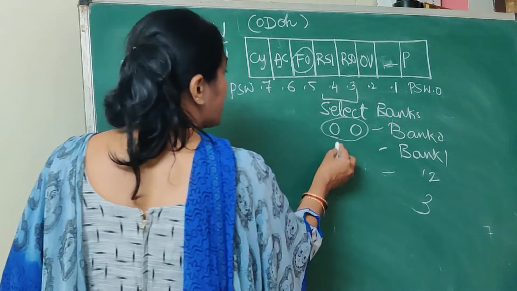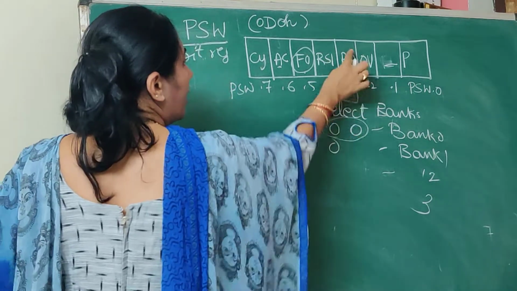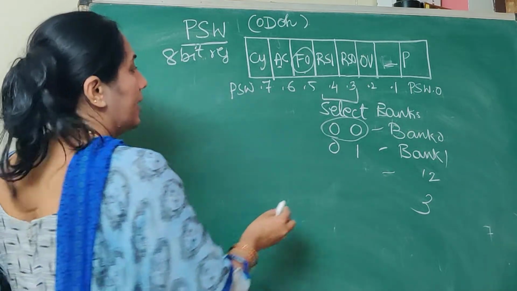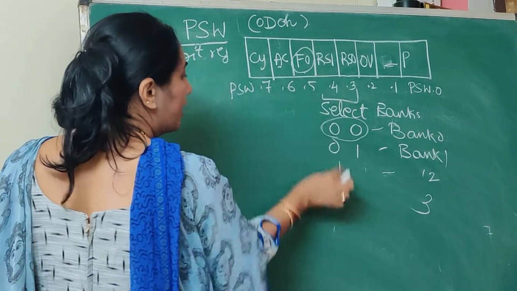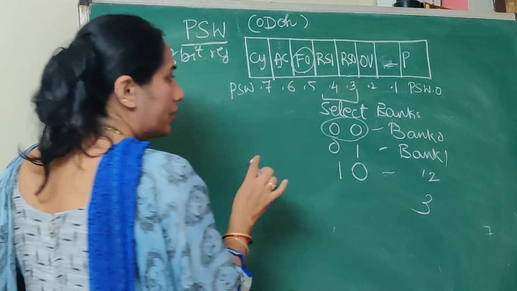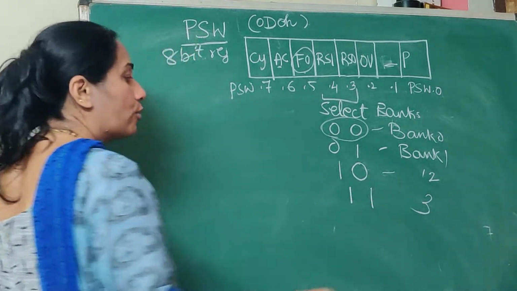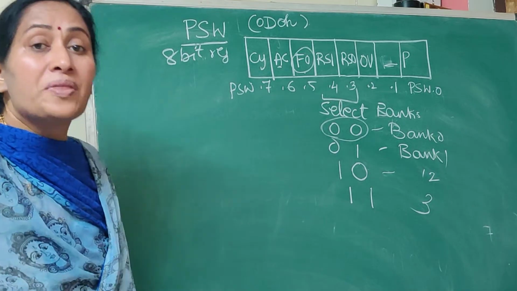If you write 0 in RS1 and in RS0 if you write 1, then bank 1 will be selected. If I write 1 in the RS1 and if I write 0 here, then bank 2 will be selected. If I write 1 in both the bits, then bank 3 will be selected.